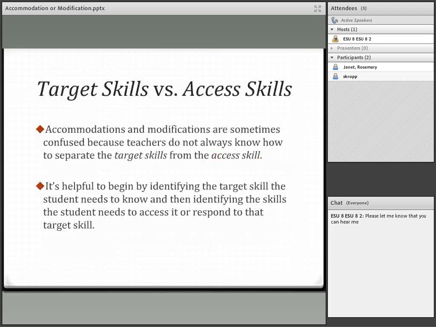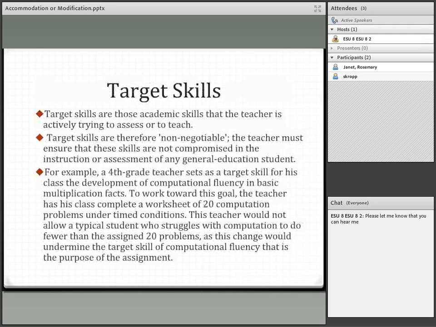So if we think about target skills versus access skills, this can usually help to clear up whether it's an accommodation or a modification. Oftentimes, accommodations and modifications can be confused because you're not sure what's the target skill and what's the access skill. So what we want to do first is think about what's the target skill that they need to know, and then identify the skills the student needs to access or respond to that target skill. Target skills are the academic skills that the teacher is actively trying to assess or teach. These things are non-negotiable.